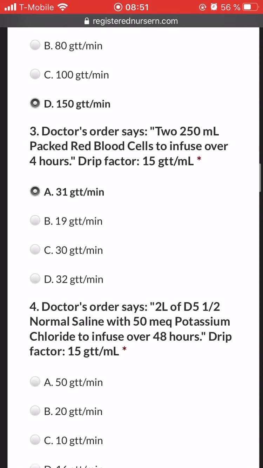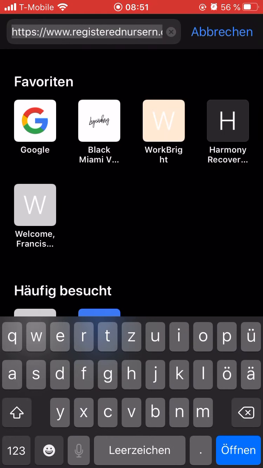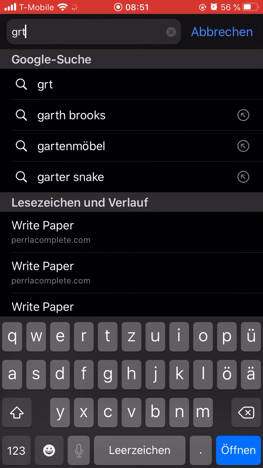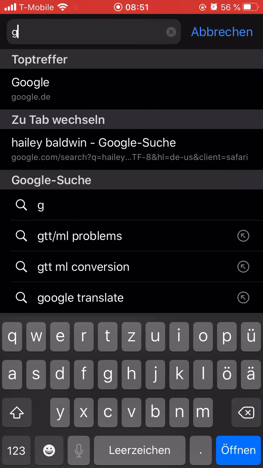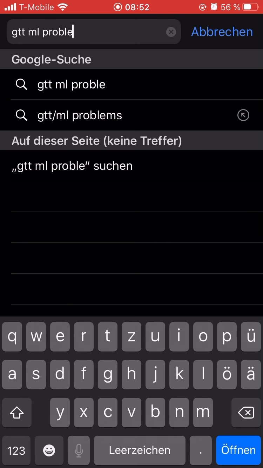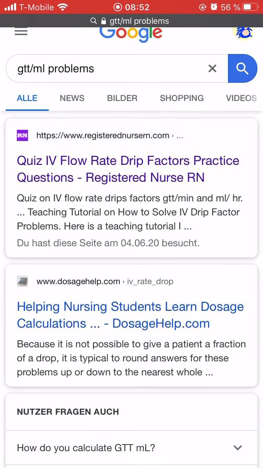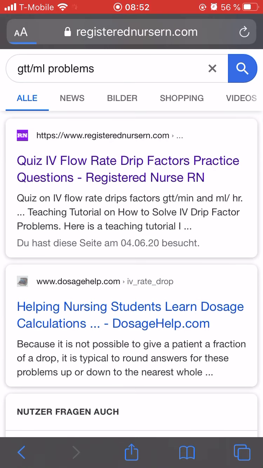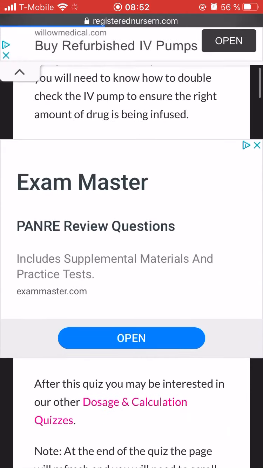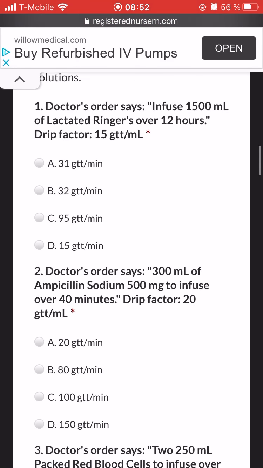Keep doing this quiz if you like. It's what I did. I just typed in GTT ML problems. And literally the very first option, quiz IV flow rate, drip factors, practice questions. Click on that. Scroll all the way down right here. Scroll. And here you have the quiz.